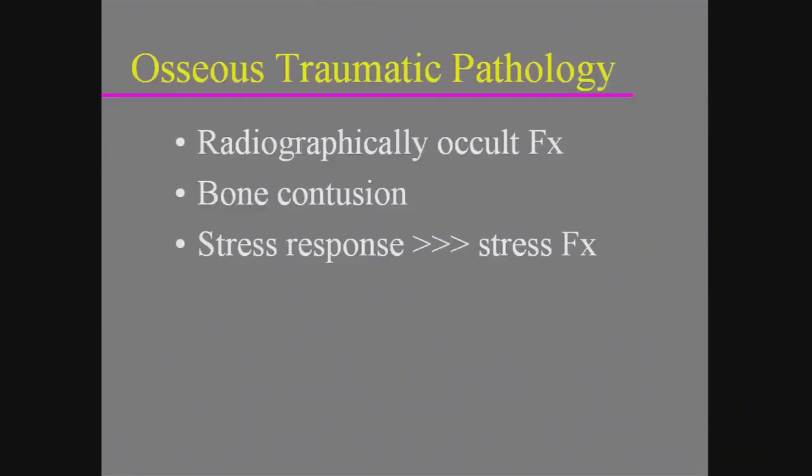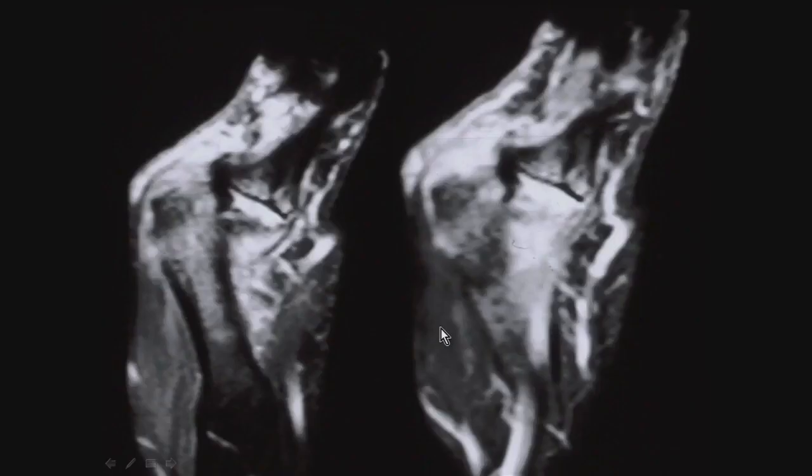Shifting over from the unique anatomy, let's talk a little bit about a spectrum of pathology. We'll start out with traumatic osseous injuries. So radiographically occult fractures, similar to what John showed in the wrist. You can pick up these fractures very nicely with MR, bone contusions, and then the spectrum of osseous stress injuries.